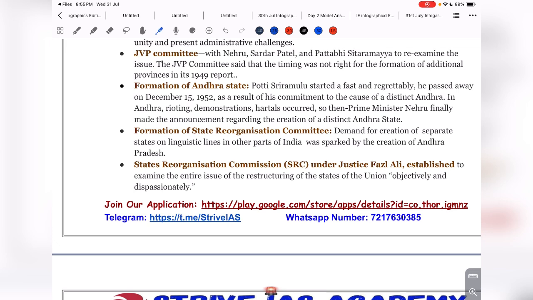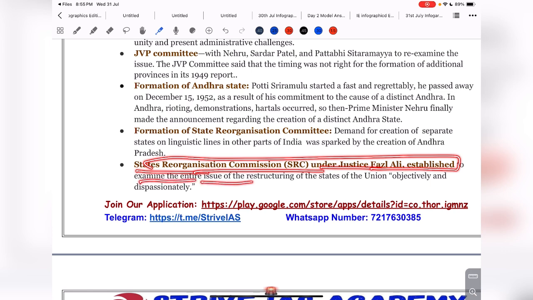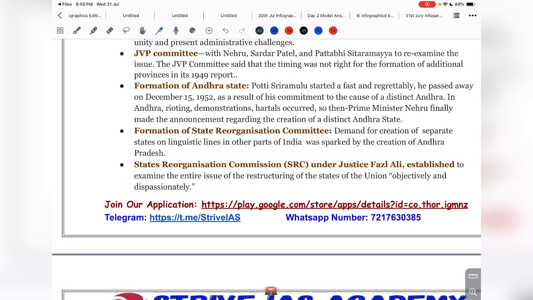So because of that, the States Reorganization Commission under Justice Fazal Ali was established, to examine the entire issue of restructuring of the states of the Union objectively and dispassionately. That means the Fazal Ali committee will look into the issue of reorganization of states in a rational, systematic, logical way to find real solutions. On the one hand we need to ensure the unity and integrity of our country. On the other hand we need to fulfill regional aspirations, that is, linguistic reorganization of states. So the Fazal Ali committee has to look at it holistically, from a broader perspective.